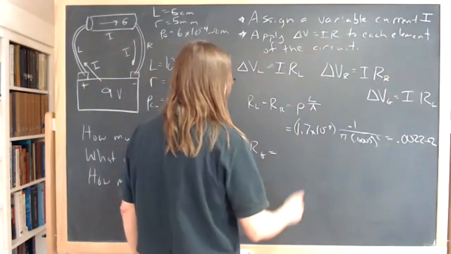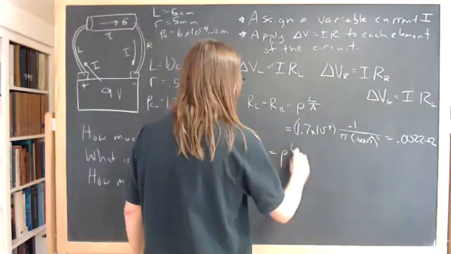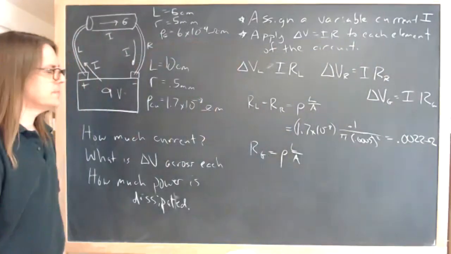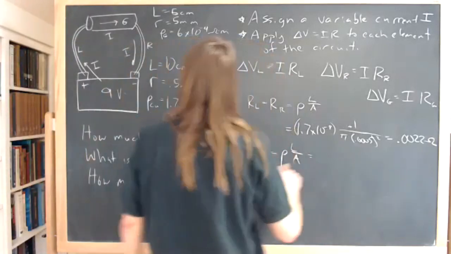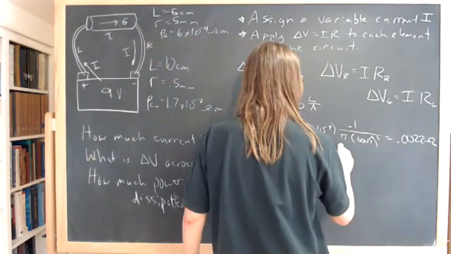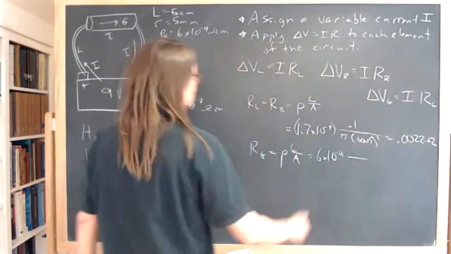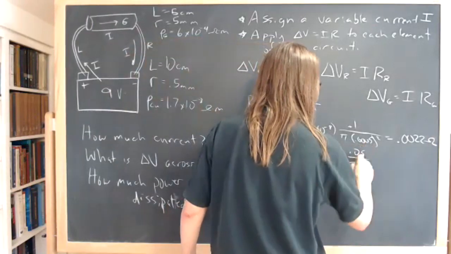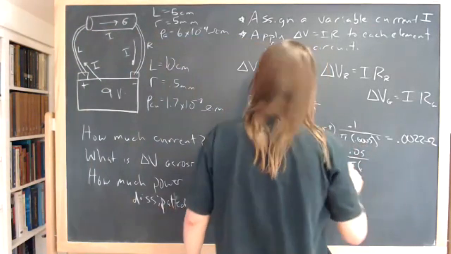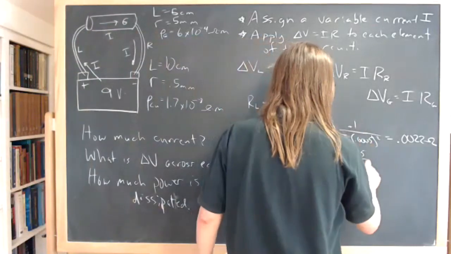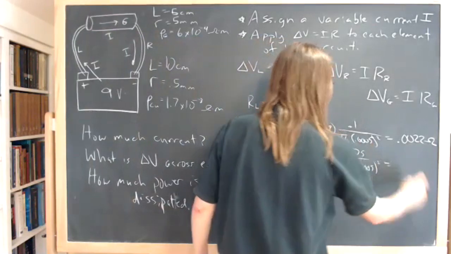Okay. We could do the same thing with the graphite rod. R_G equals rho L over A. Any material that's a cylinder, that's what you'll get. So rho is 6 times 10 to the minus 4. Let's speed up a bit. L is 0.05, pi, and now the cross-sectional area times 0.005 in this case, squared.